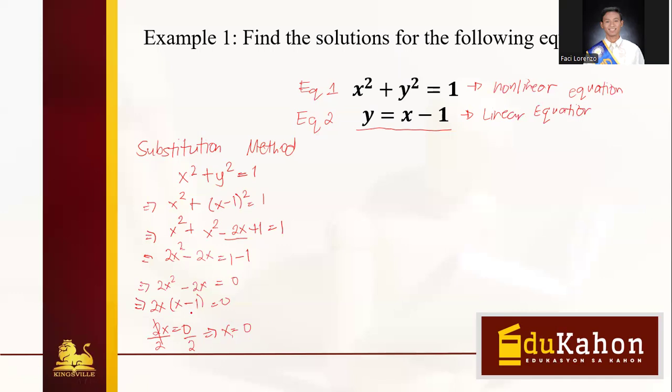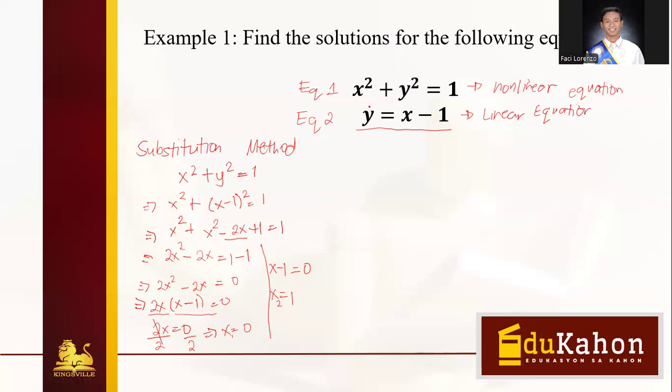Now, for x sub 2, we have x minus 1 is equal to 0. So where did x minus 1 come from? Here, we have 2 factors for x: this is 2x and this is x minus 1. And we equate both of them to 0. So x minus 1 is equal to 0. And if we transpose negative 1 to the right side, we have x is equal to positive 1. So we have two values for x. We have x sub 1 and x sub 2.